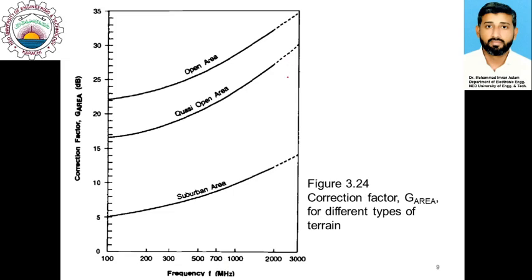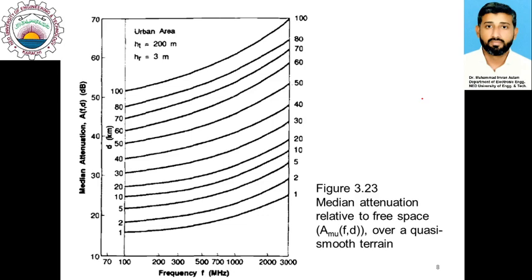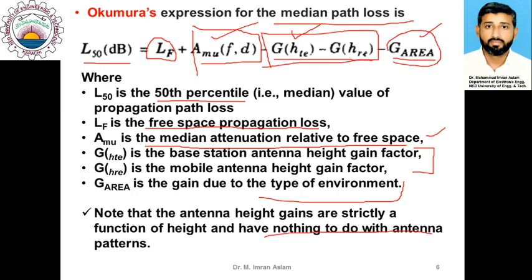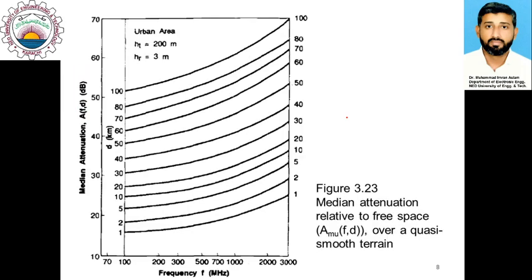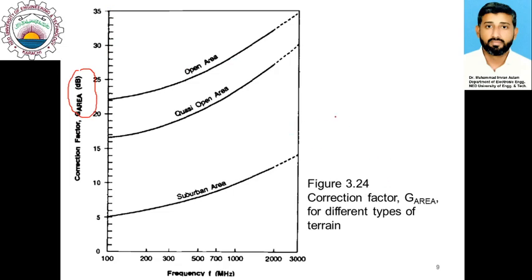Okay, these are the correction factor curves for the area factor. The last term in the formula, G_area, is represented by these curves here. As I said, for an urban environment we do not need any correction, because the curves that I showed previously are based on propagation in an urban area. But whenever we have a different environment, we need to apply some correction.